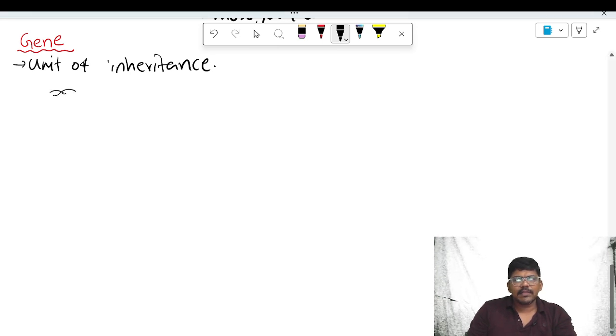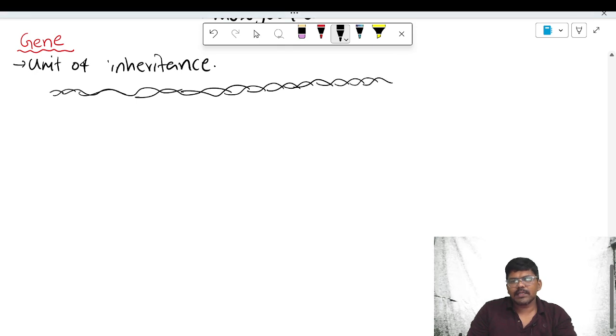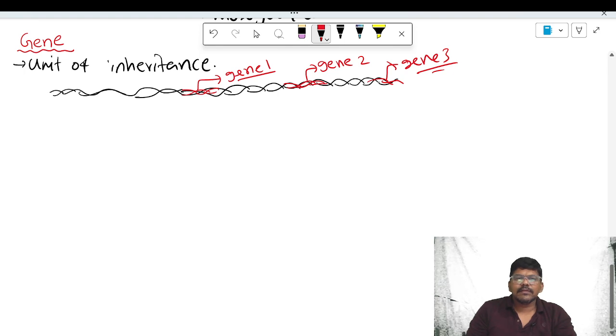If you observe the DNA, this is the DNA. Approximately 2.2 meters of DNA is present in every cell of the human body. A gene is a small stretch of DNA. This is the gene. We can see gene 1, gene 2, gene 3, many genes on the chromosome. Genes are small stretches. A gene is nothing but a small stretch of DNA which acts as the unit of inheritance.